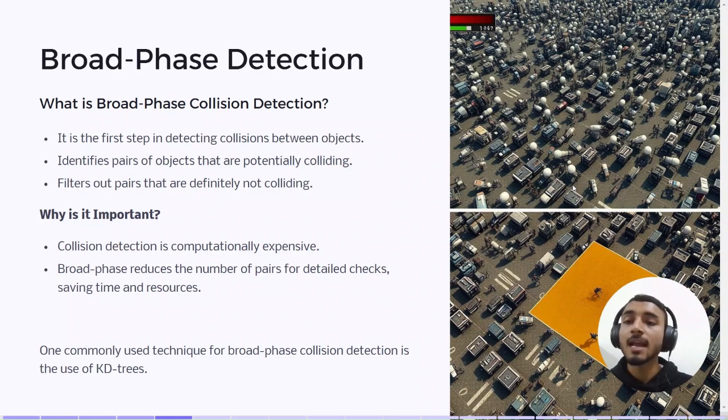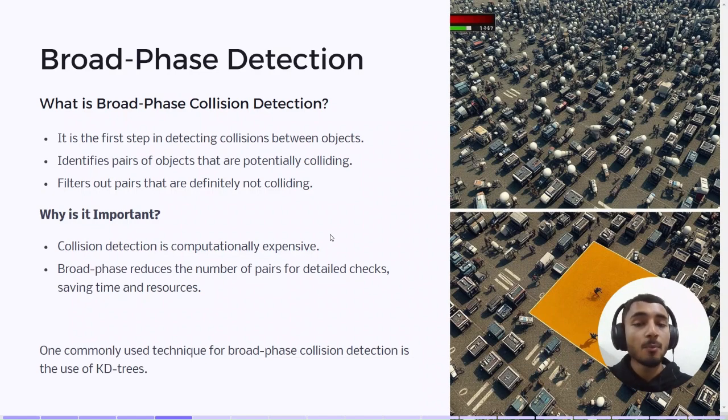So why is it very important? As I mentioned, collision detection can be very expensive. If we try checking collisions between all the objects at a time, it may slow down our process. So broad phase detection simplifies things and narrows down which objects to check. This saves a lot of resources: as I have mentioned, broad phase reduces the number of pairs for detailed checks, saving our time and resources.